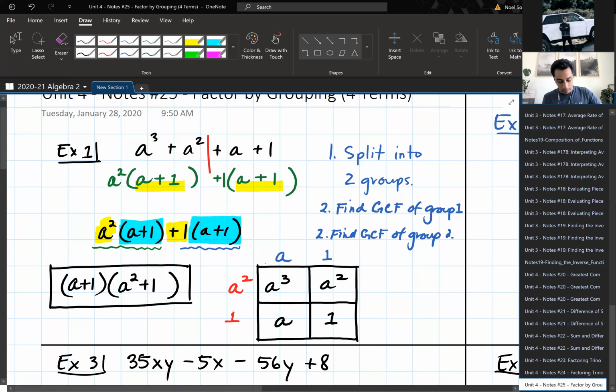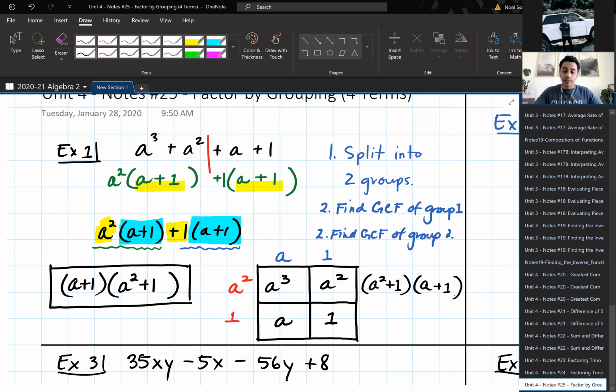So take a look. You have your factors on the outside of the boxes, right? If I look at these 2 terms, a squared and 1, that's my first factor, a squared plus 1. What's the other factor going to be? Whatever is on the top. So I end up with a plus 1. So if you write it a squared plus 1 times a plus 1, it's still the same as a plus 1 times a squared plus 1, right?